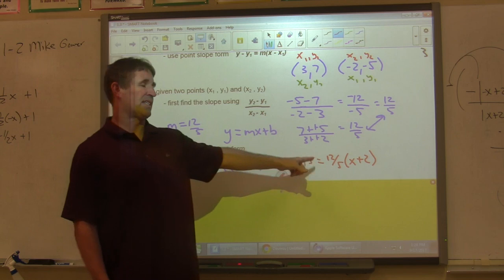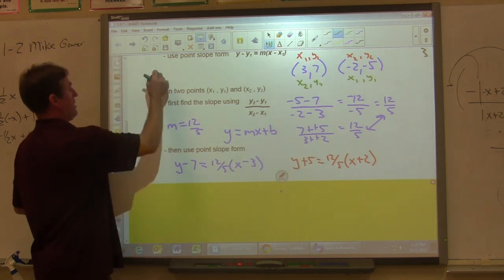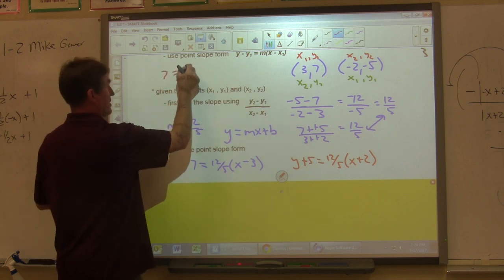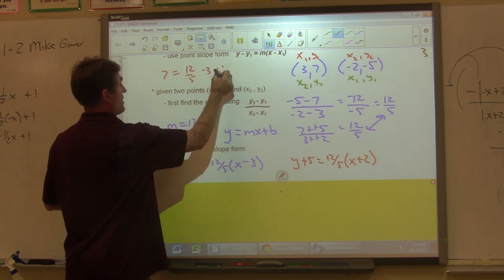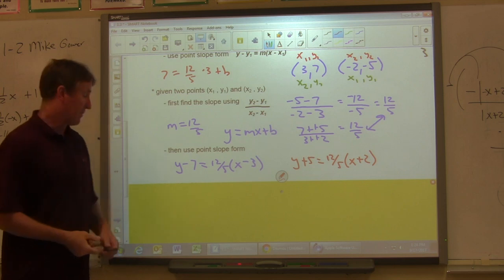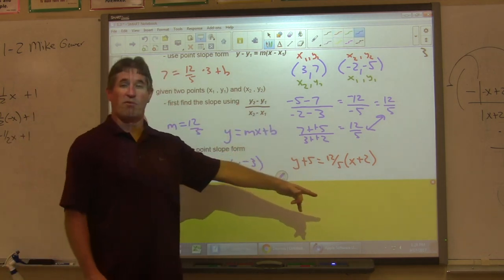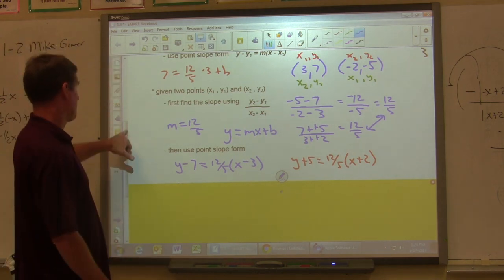But you can see it's a lot less work than if I had to go up here and plug in, let's go 7 equals 12/5 times 3 plus b, and I solve that for b. I get the equation, but you can just leave them in point slope form, and they'll ask you to switch it to slope-intercept form.